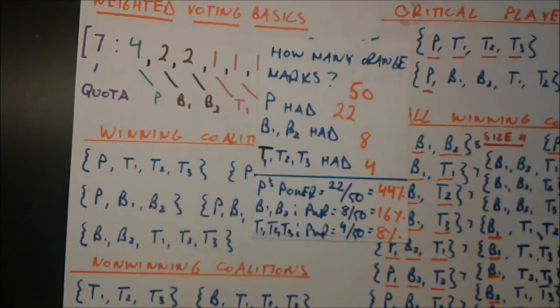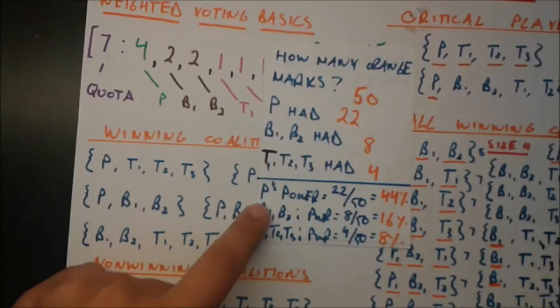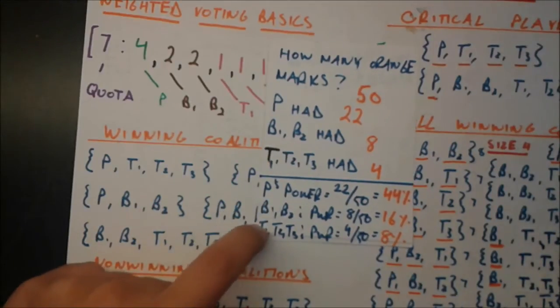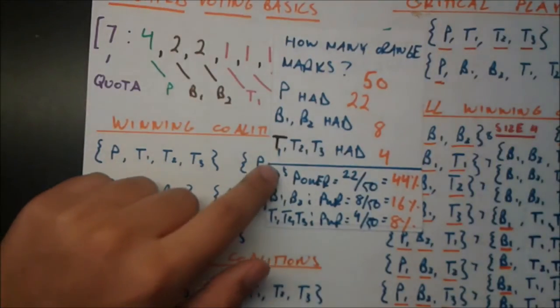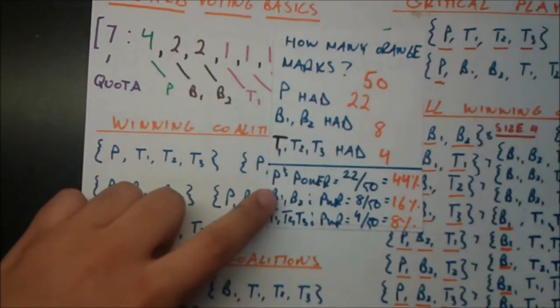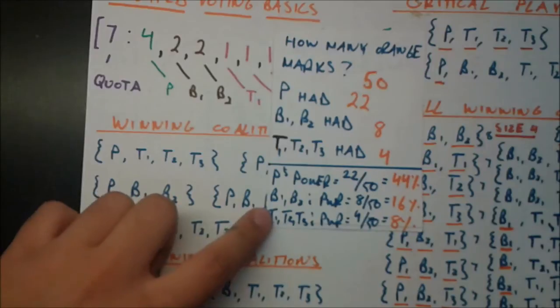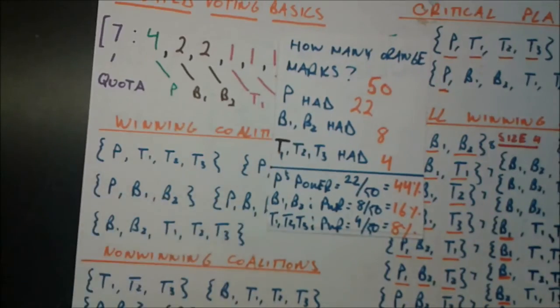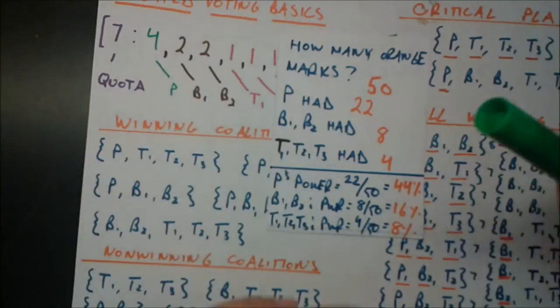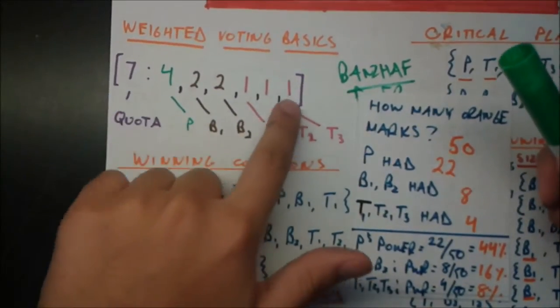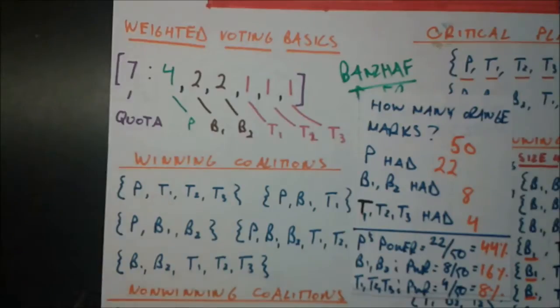And we see what we suspected. We see that the principal has more power than a board member, and a board member has more power than a teacher. But it's just interesting to see how much more power that is. For example, the principal has almost 3 times as much power as a board member, but a board member has only twice as much power as a teacher. So we now have a quantifiable way to see how much power each person has in a weighted voting system just by looking at this notation right here.